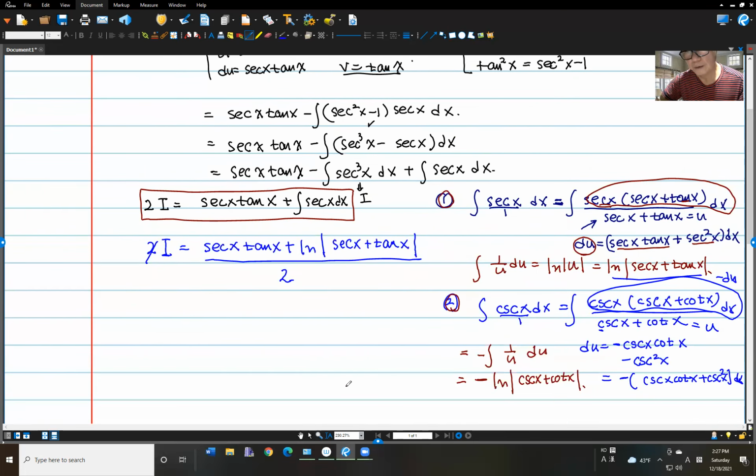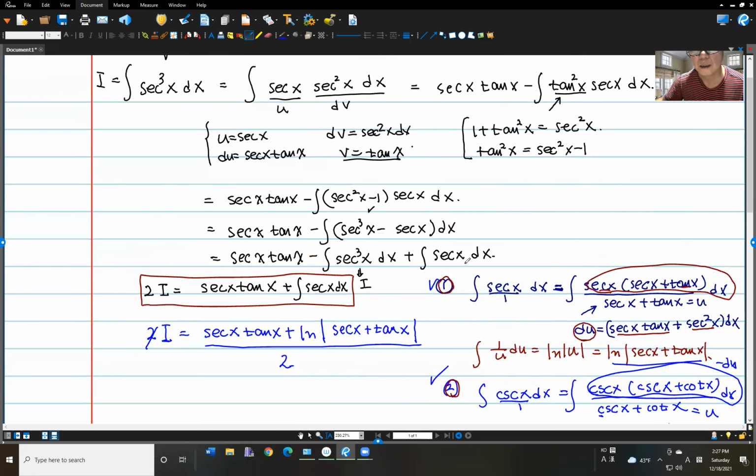Right, so remember this one, and also the Pythagorean identity. Another Pythagorean identity: 1 plus cotangent square x equals cosecant square x.